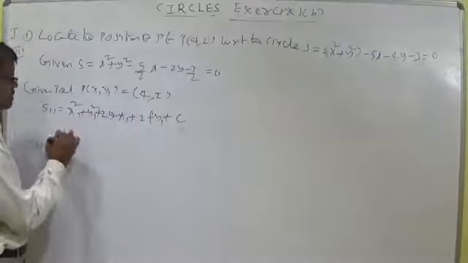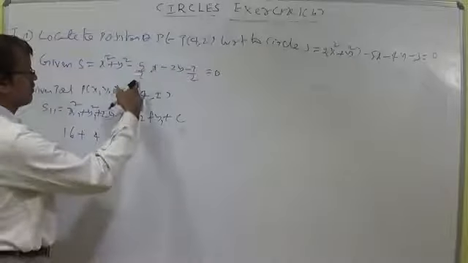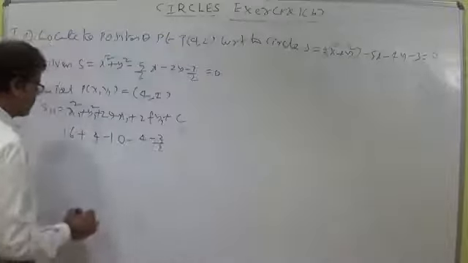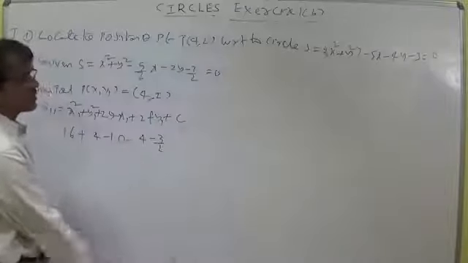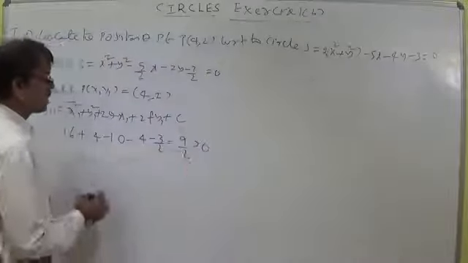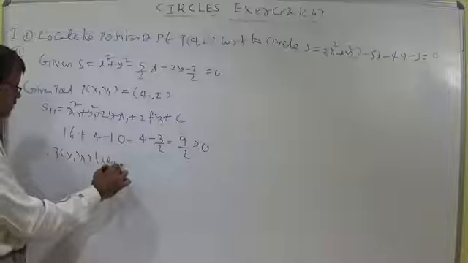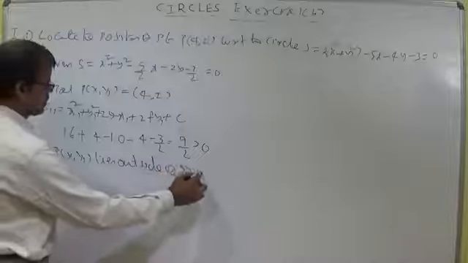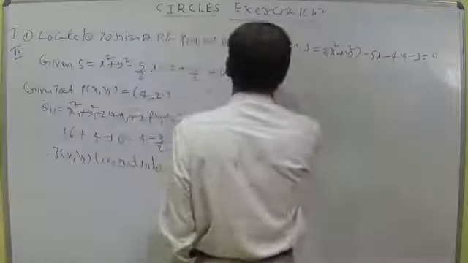Here 4 square means 16, plus 4, minus 5 into 4 by 2, that is 20 by 2, minus 10, minus 2 into 2 is 4, minus 3 by 2. 16 plus 4 is 20, 20 minus 10 is 10, 10 minus 4 is 6, 6 minus 3 by 2 is 12 minus 3 by 2, 9 by 2. It is positive, greater than 0. Therefore, P(x1, y1) lies outside of the given circle. Like that you should write. This is called the position of a point.